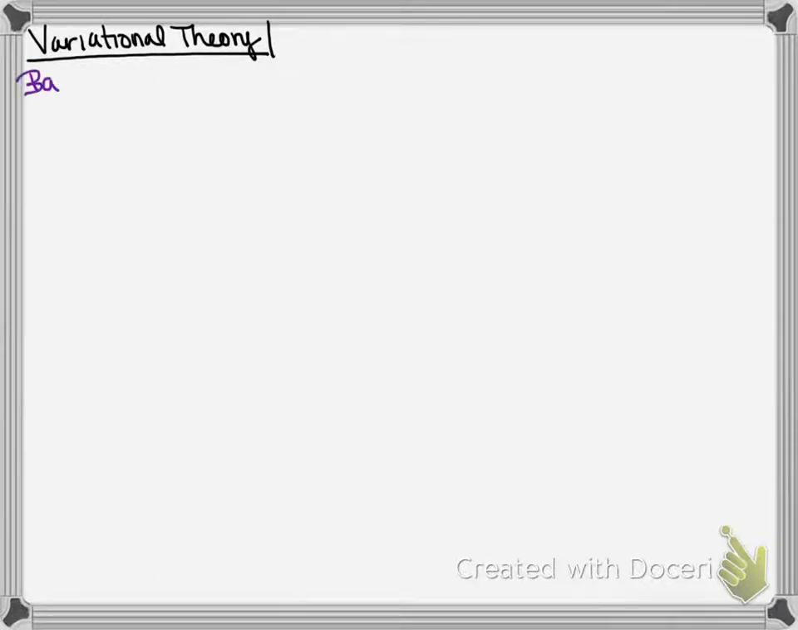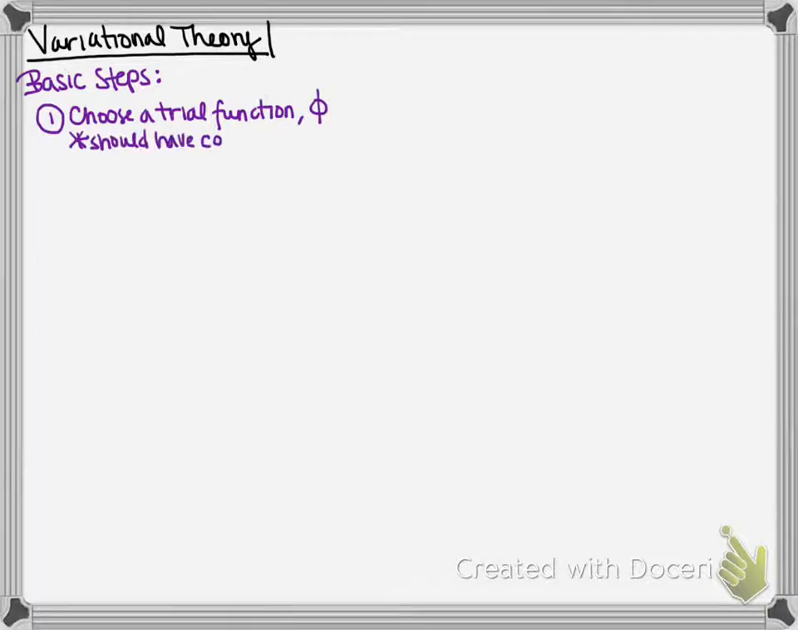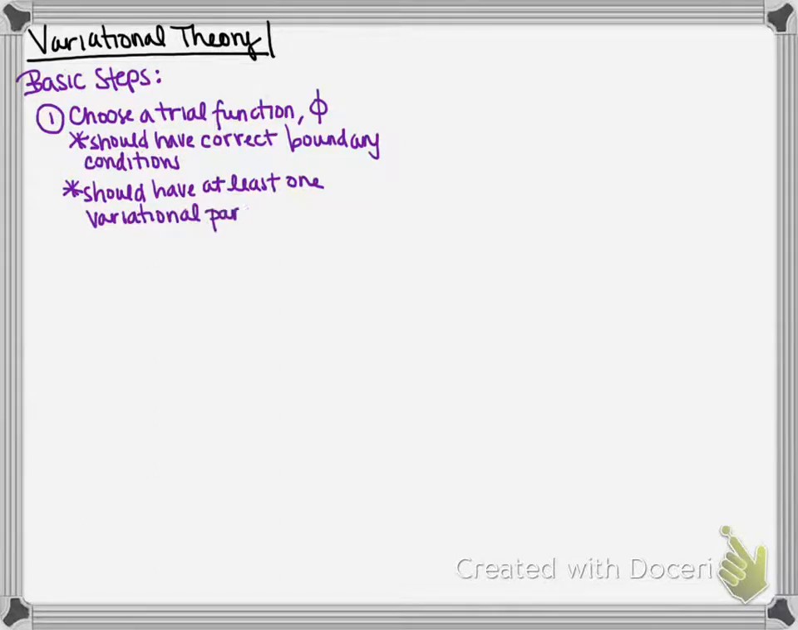So what is variational theory? Variational theory really means we're going to guess, and then we're going to keep tweaking our guess until it's as correct as we can get it. So the very first step that we would do in variational theory is choose some guessed trial function phi.